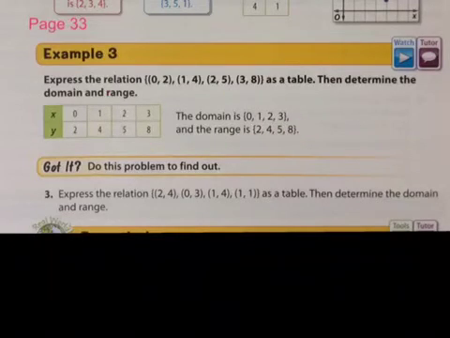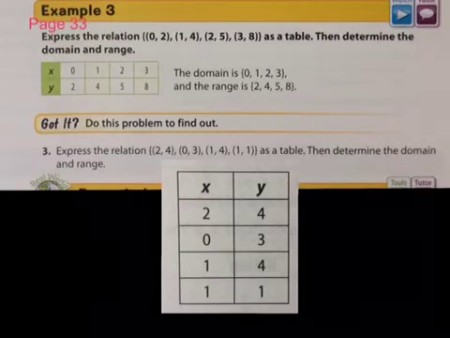This, boys and girls, I would like you to do using this data in your notebook. Express the relation (2, 4), (0, 3), (1, 2), (1, 1) as a table, then determine the domain and the range. Okay? Well, if you have something like this, then you are correct. So we take the x-axis to 0, 1, 1, 2, and the y-axis, which is your range, okay? And it should look like this.